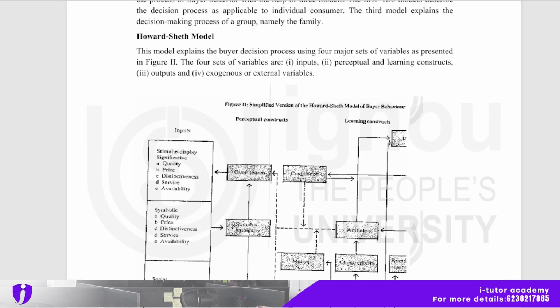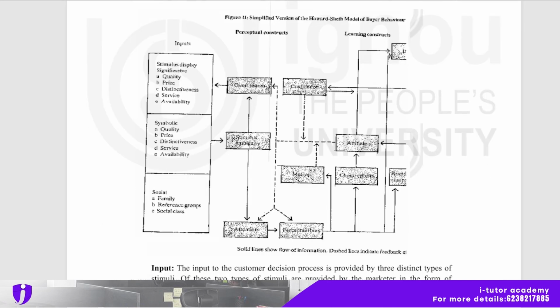This model explains the buyer decision process using 4 major sets of variables as presented in figure 2. The 4 sets of variables are input, perceptual and learning constructs, output, and exogenous or external variables.